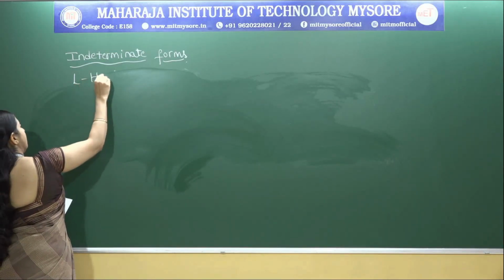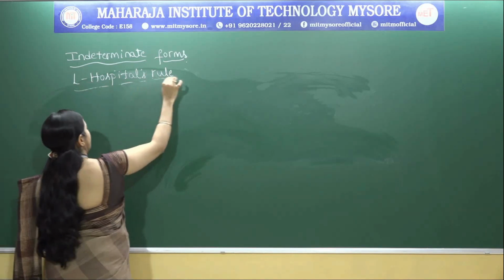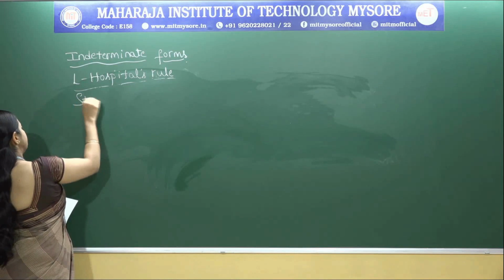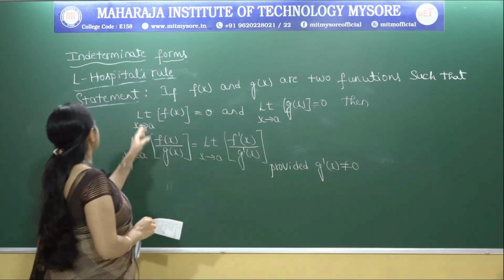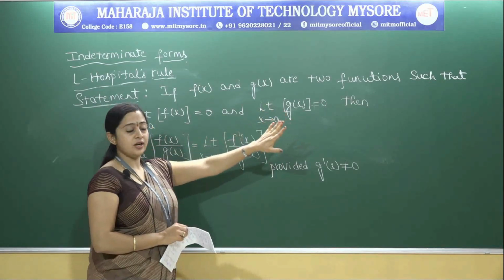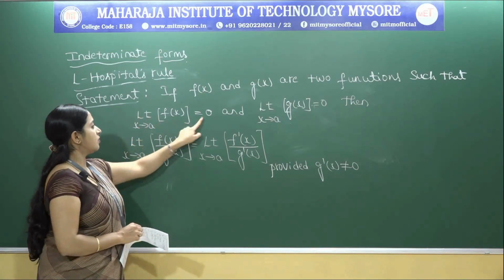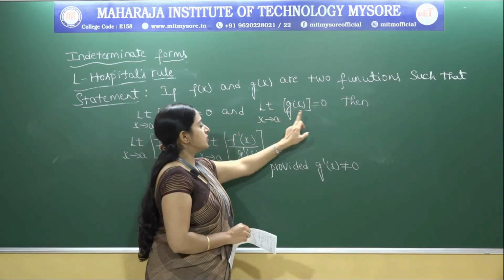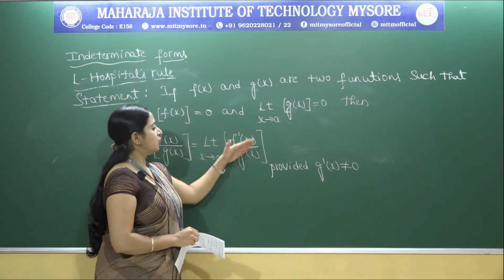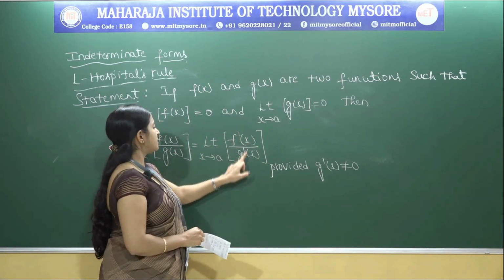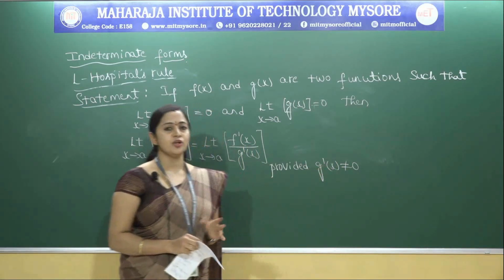Consider the L'Hospital's rule, the statement of the L'Hospital rule: if f of x and g of x are two functions such that limit of f of x, limit you can write LIM or LT, both are same, as x tends to a equals 0 and the limit of g of x as x tends to a equals 0, then the limit of f of x divided by g of x as x tends to a, you have to differentiate the numerator and denominator separately, that is the limit of f dash of x divided by g dash of x as x tends to a, provided the denominator term g dash of x is not equal to 0.